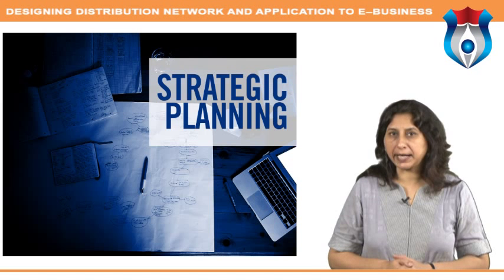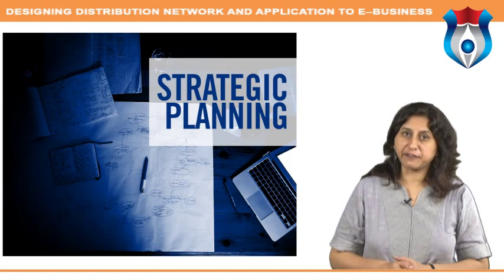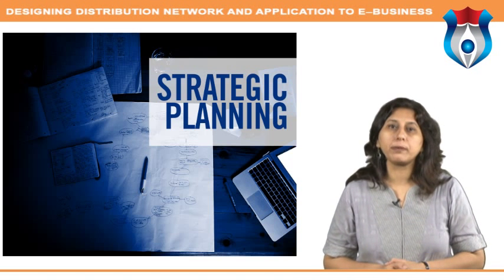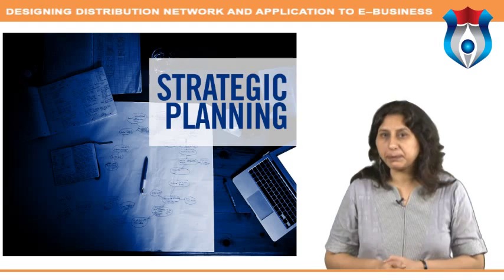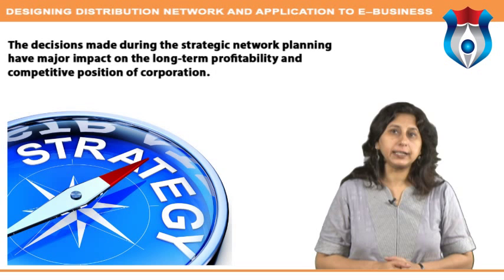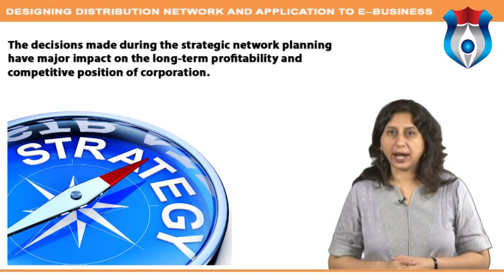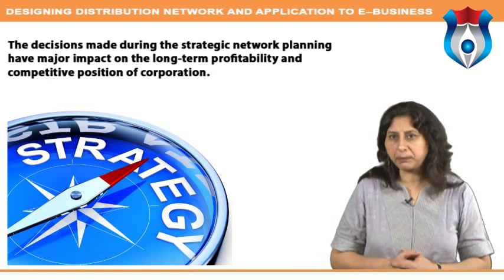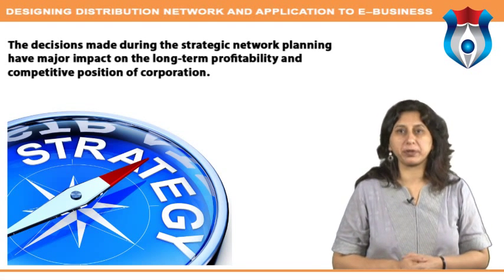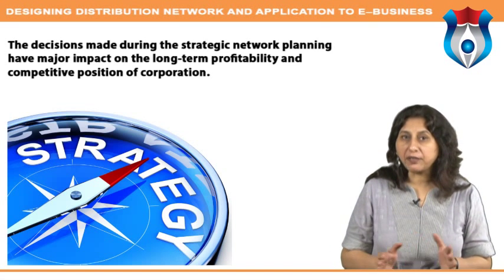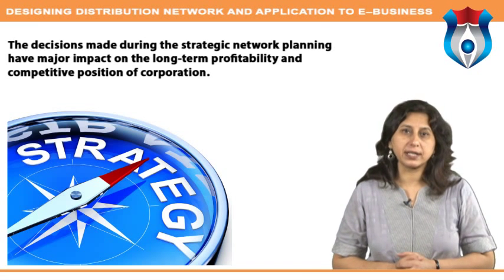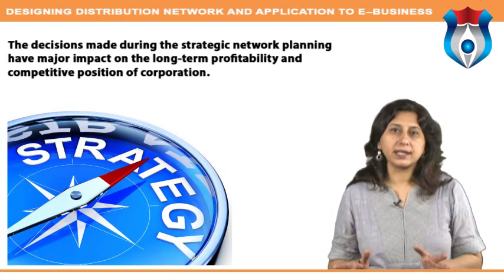During the strategic planning process, companies identify their key products, customer markets for these products, core manufacturing processes, and suppliers of raw and intermediate materials. Clearly, the decisions made during the strategic network planning have major impact on the long-term profitability and competitive position of the corporation. But such far-reaching decisions typically have to be made based on data generated by very aggregate forecasts and economic trends.